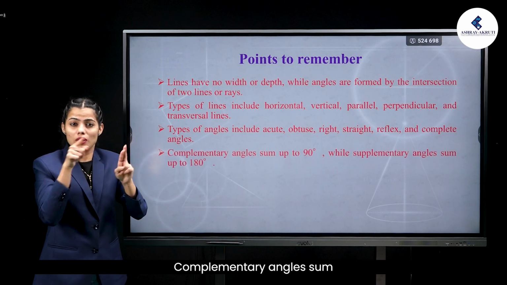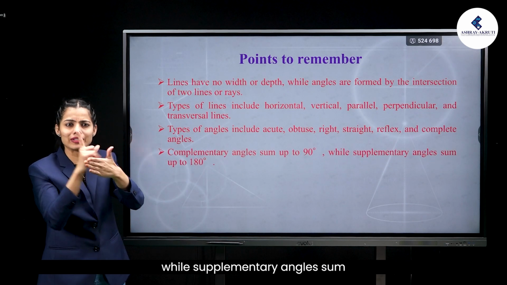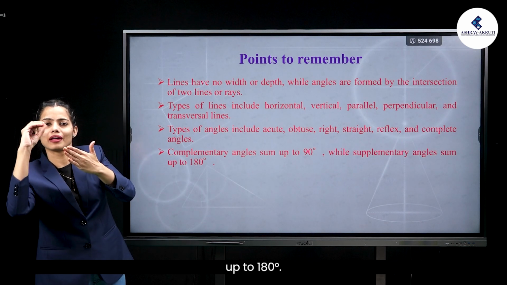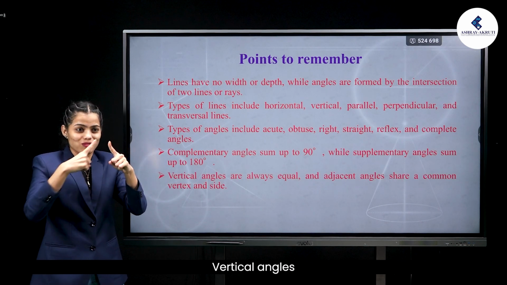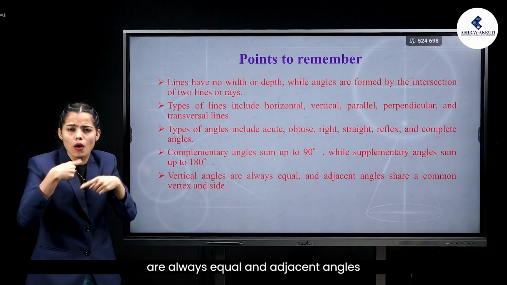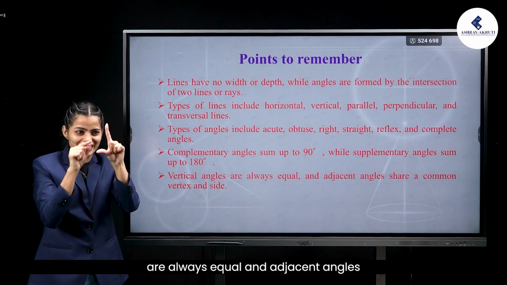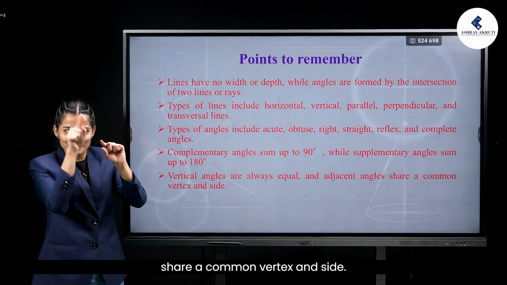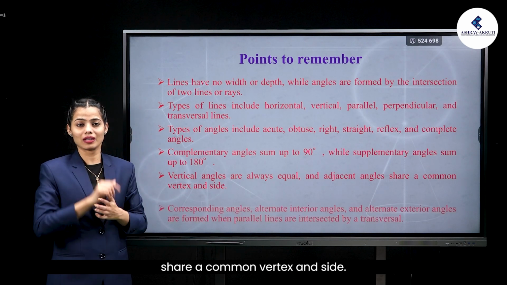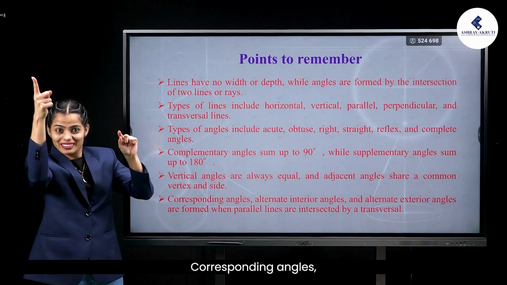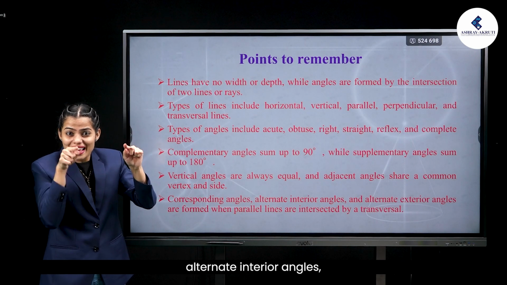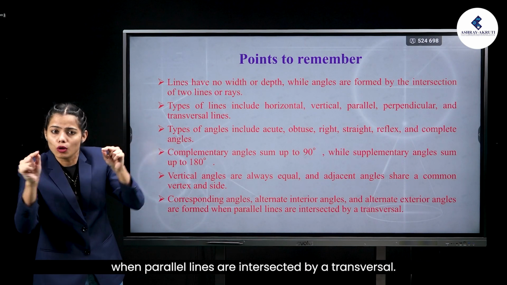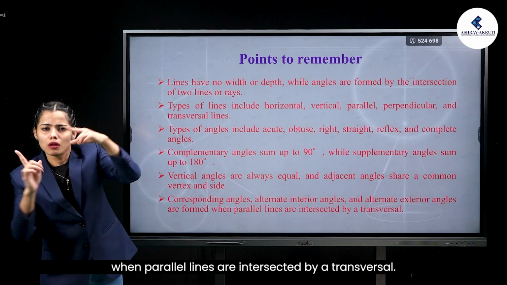Complementary angles sum up to 90 degrees, while supplementary angles sum up to 180 degrees. Vertical angles are always equal, and adjacent angles share a common vertex and side. Corresponding angles, alternate interior angles and alternate exterior angles are formed when parallel lines are intersected by a transversal.